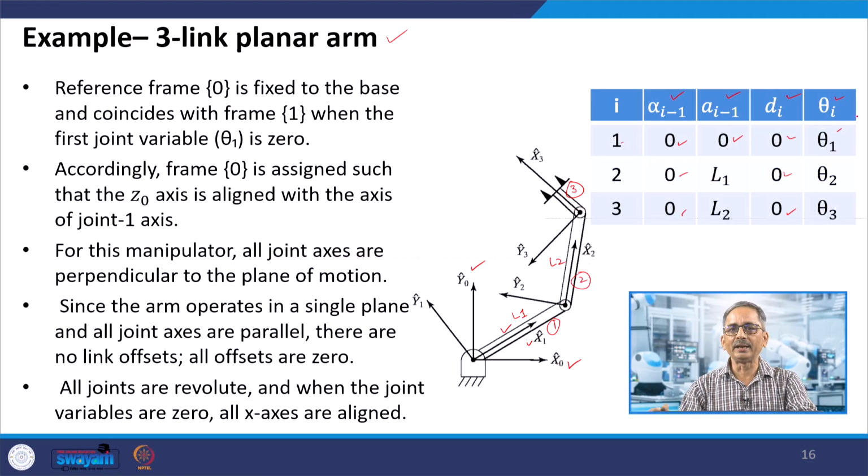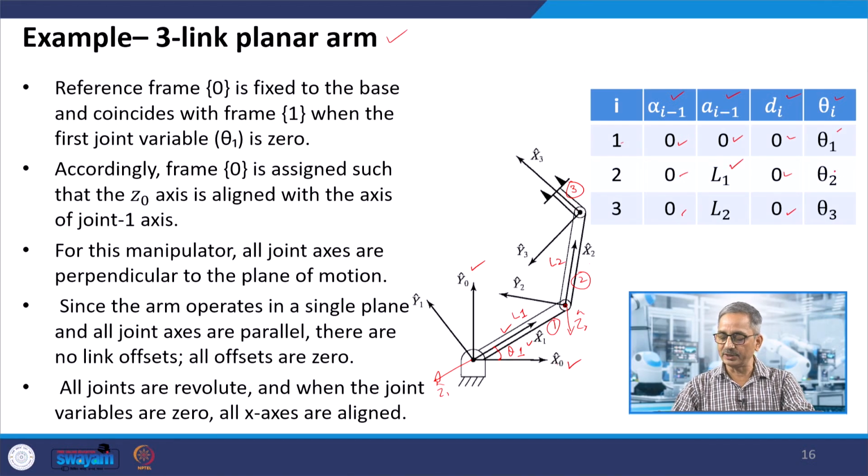Similarly, theta 1 is the angle between x0 and x1 about z1. Here z1 is perpendicular to the plane, and the angle between x0 and x1 is my theta 1. Again, let us look at a1. a1 will be the distance between z1 and z2 along x1. Here this is my z2 and this is my z1, and along x1 the distance is L1.